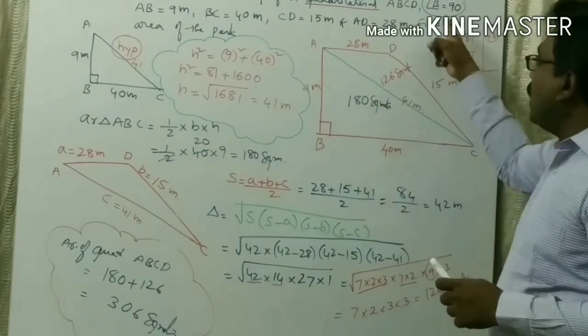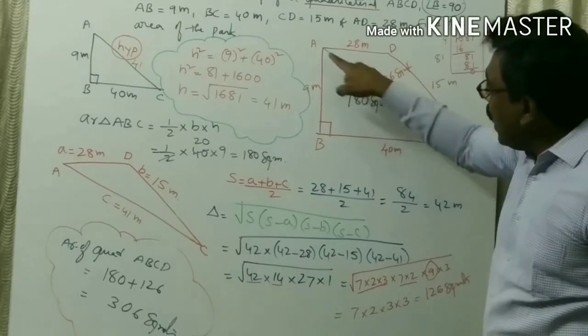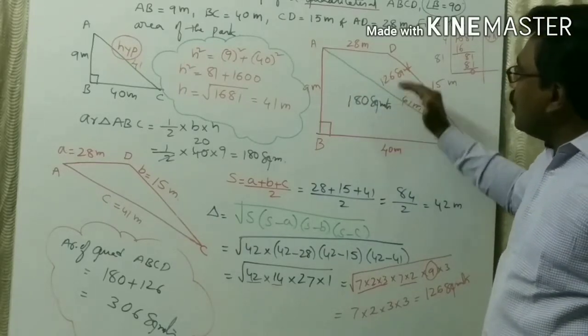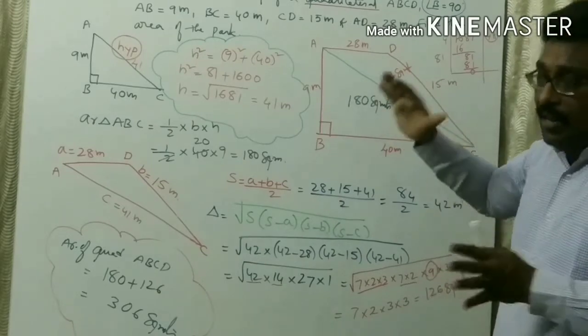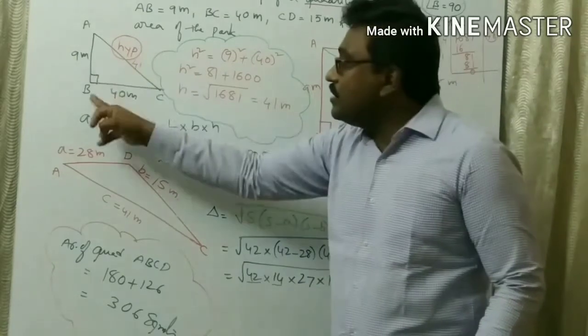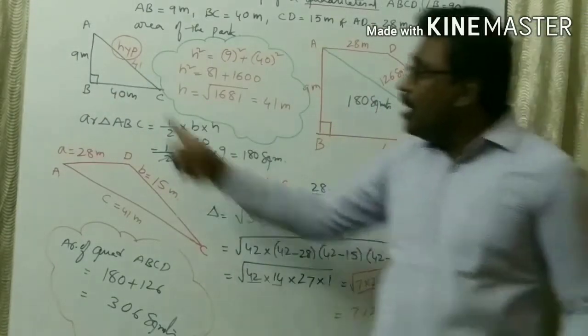Now I draw the diagram according to the question. I am drawing AC as the diagonal and dividing the quadrilateral into two triangles. Now the first triangle I am taking here is ABC. AB is 9 meters, BC is 40 meters. 9 and 40.